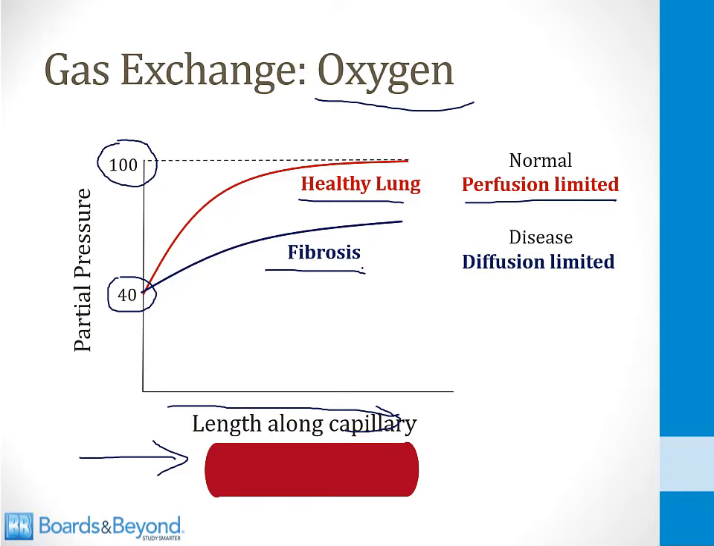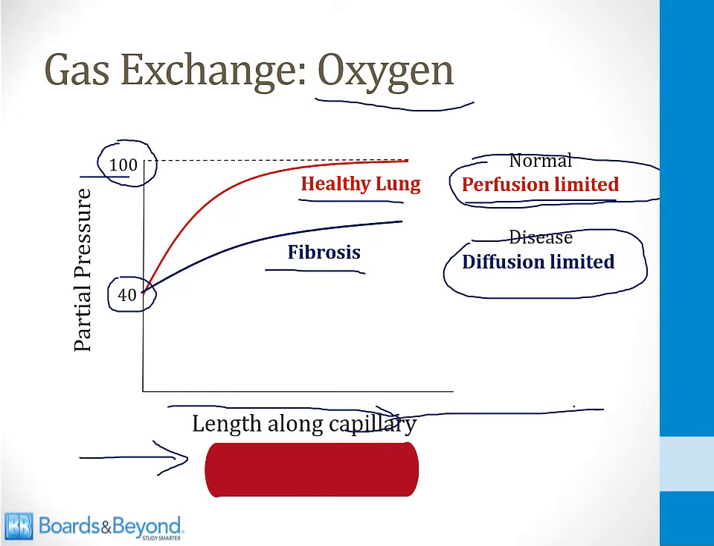So in patients with pulmonary fibrosis, they can develop hypoxemia, and this happens because oxygen switches from being perfusion limited to being diffusion limited, and therefore it never equilibrates with the alveoli. The partial pressure of oxygen when it leaves the lungs, in other words, when it leaves the pulmonary capillaries, will not be 100, it will be some value lower than that, and that represents hypoxemia.